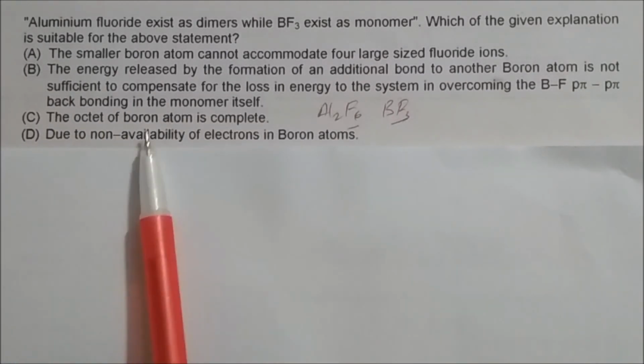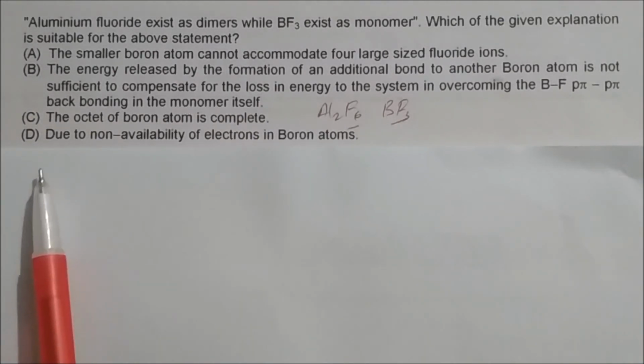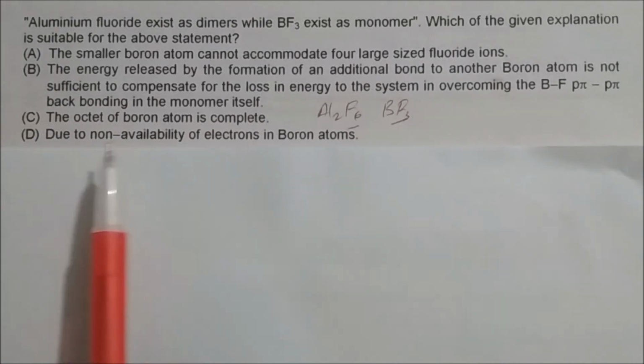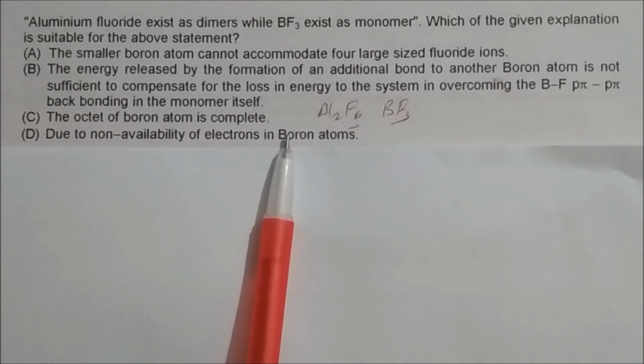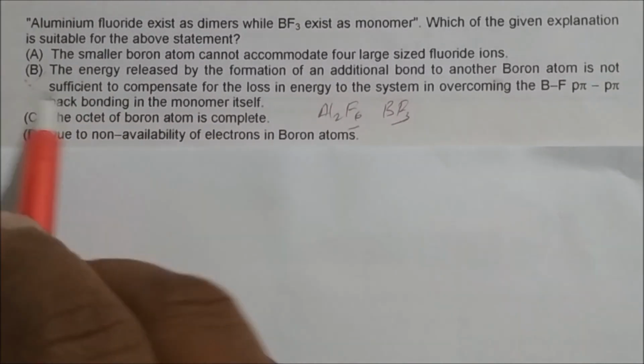The octet of the boron atom is complete. No, this is incorrect. This is not complete. Due to non-availability of electrons in boron atoms, no, this is also not a proper answer. So the only proper answer is the second one. So this answer is correct.